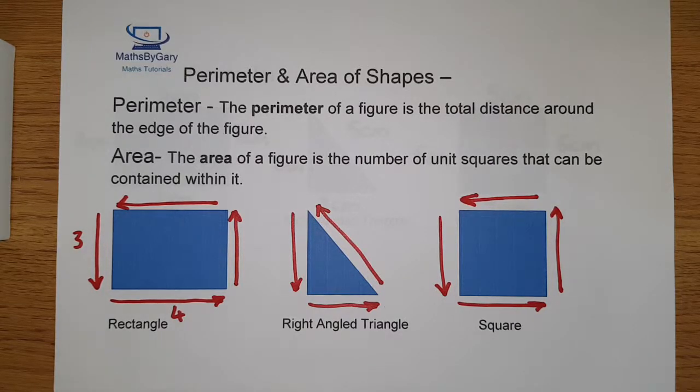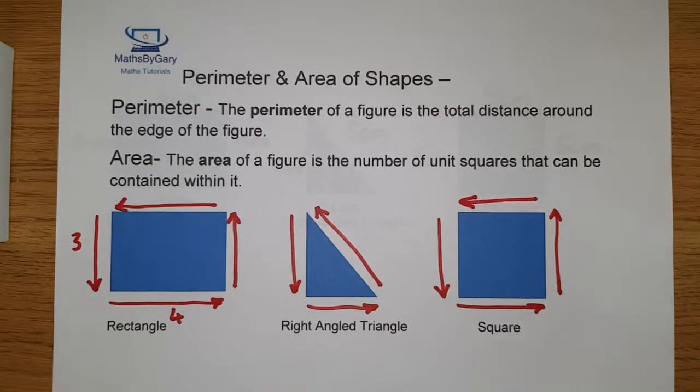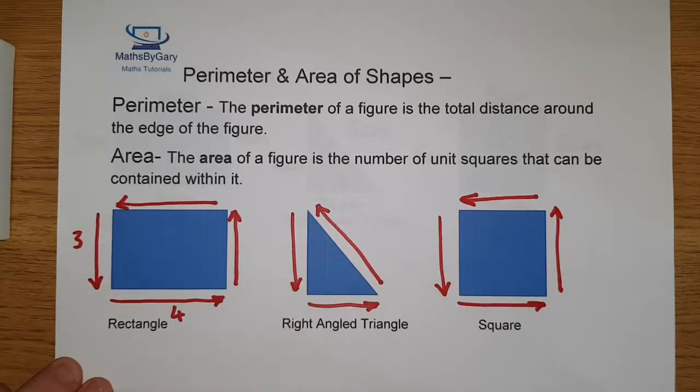Today we're going to take a look at the perimeter and area of shapes. So first of all, what is the perimeter? Well, the perimeter of a figure is the total distance around the edge of the figure. So let's take a look at the rectangle. The perimeter of the rectangle is the four sides of the rectangle added up.